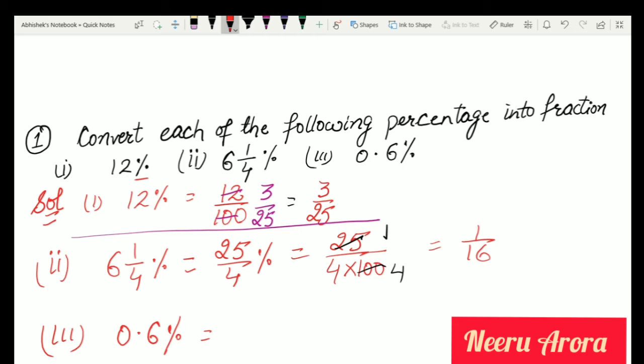Look at the third part. 0.6%. So let's remove the percent sign and divide the given number by 100. Now remove the decimal sign also. Here it is decimal also, and here it comes 10 in the denominator. So we have 6 upon 1000. Now convert this into lowest form. 2 3s are 6, 2 5s are 10, it is 500. So the simplest form of the fraction is 3 by 500.